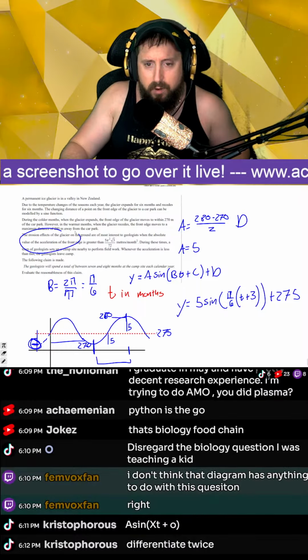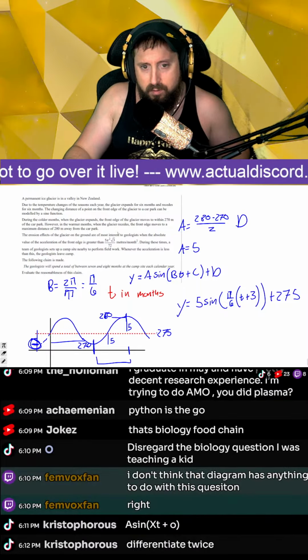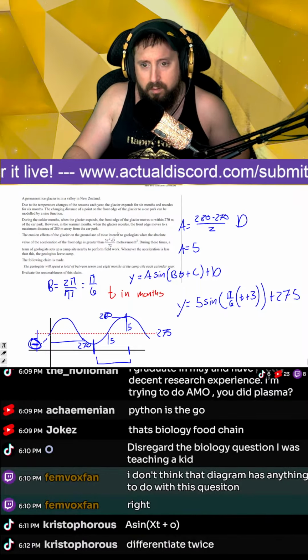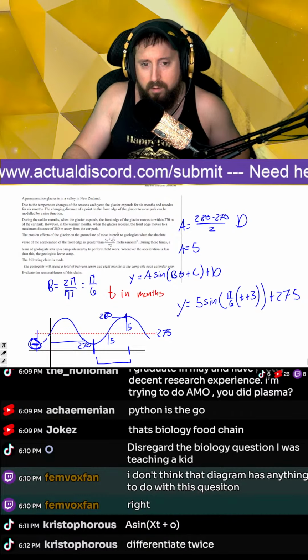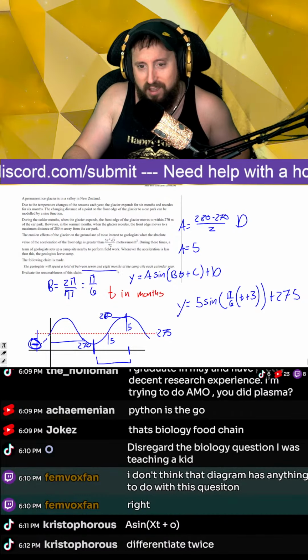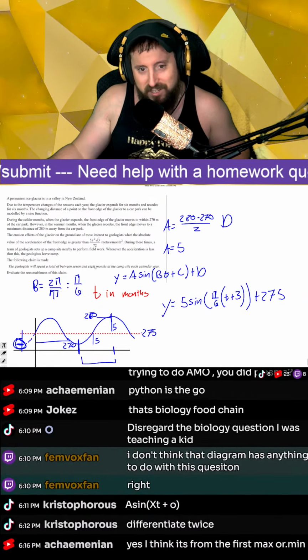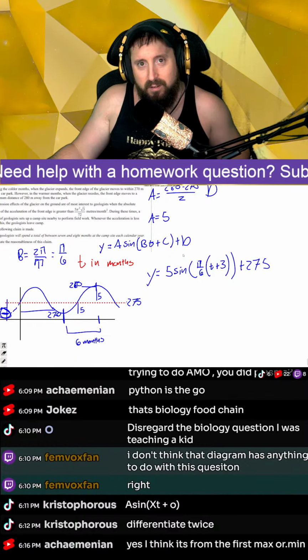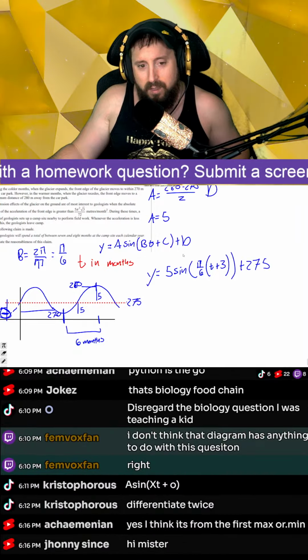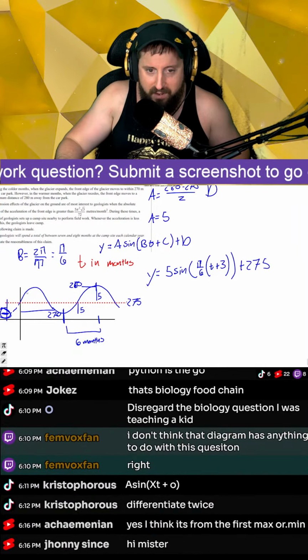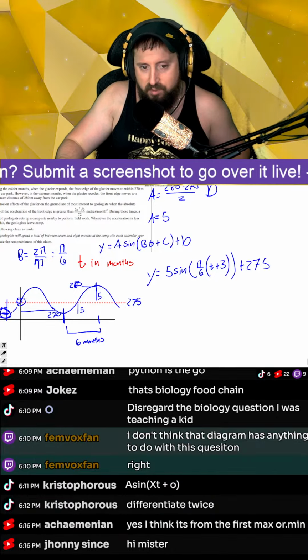Absolute values of the acceleration are greater than this. The geologist will spend a total between 7 and 8 months at the campsite each year. That's cool. Yeah, the first max or min. So the first max is, well, sine is a 0, right?